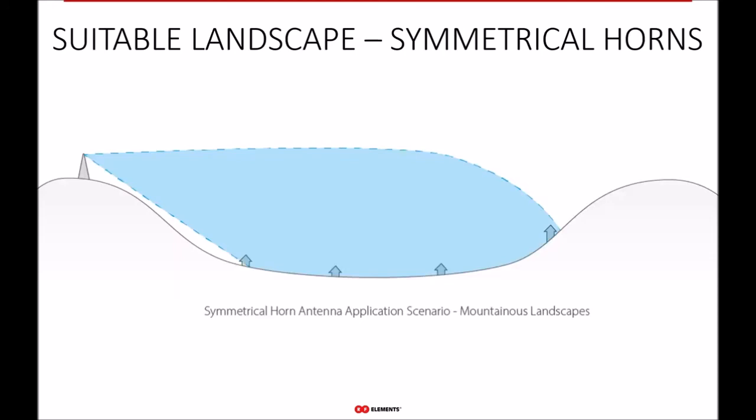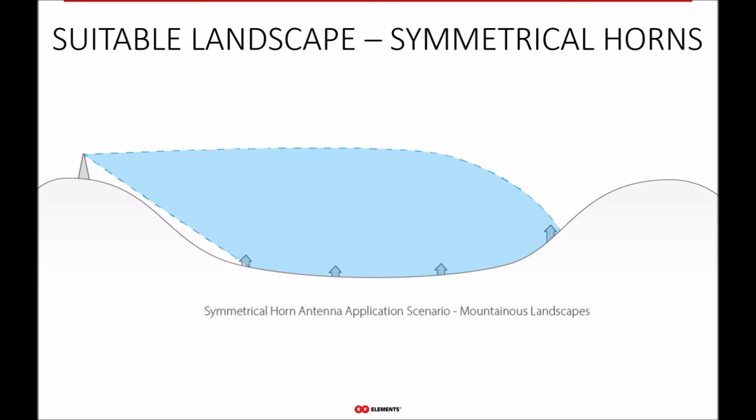The symmetrical horns, on the contrary, are suitable for any kind of landscape. It really doesn't matter whether you're in the Alps, in the mountains of Colorado, or in the flatlands of Louisiana, whatever it is, the symmetrical horns will do a very, very good job. And that's, again, thanks to the shape of the radiation pattern, the symmetry. It's the same width in the azimuth and elevation. And that enables super easy coverage of the deep valleys.